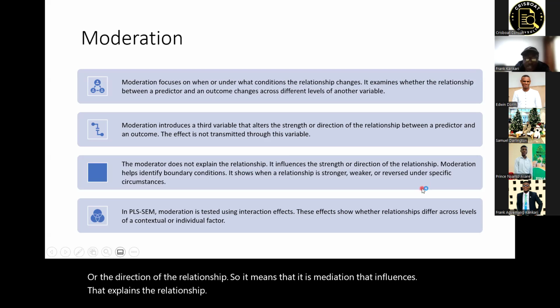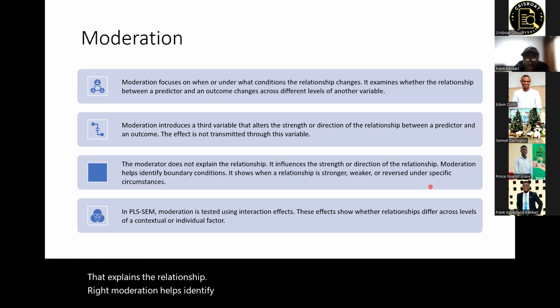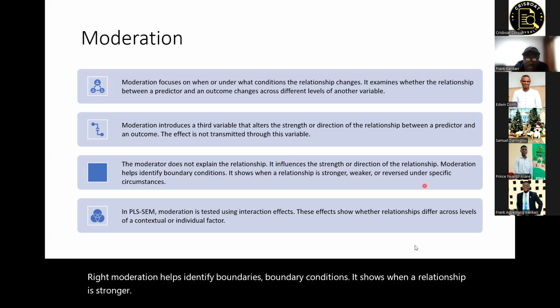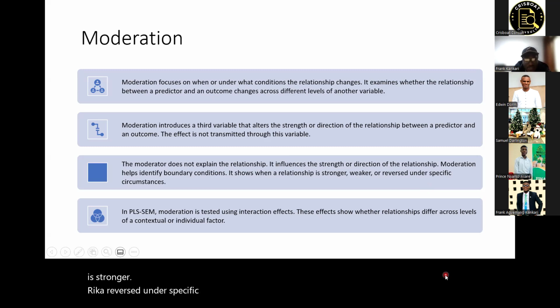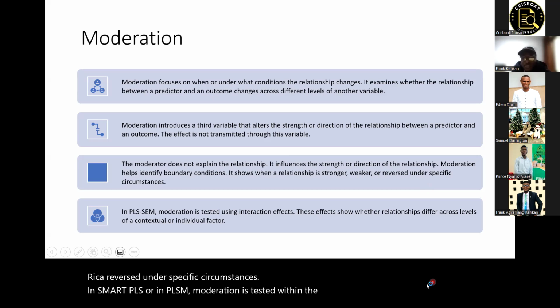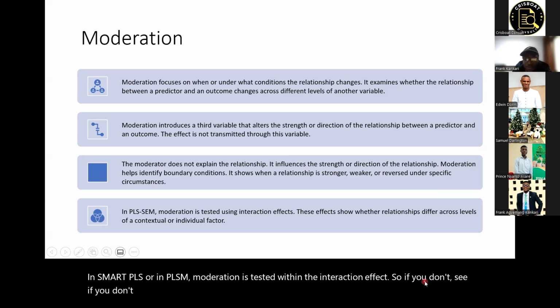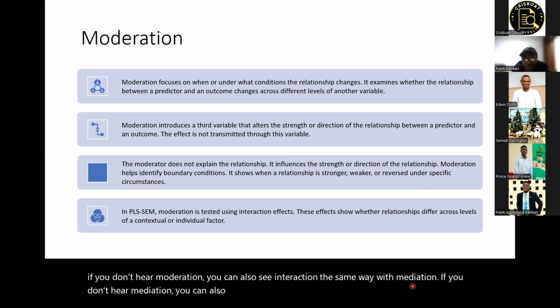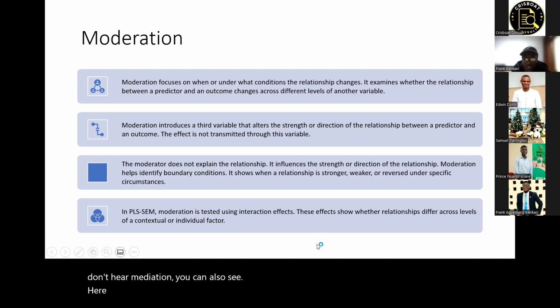Moderation helps identify boundary conditions. It shows when a relationship is stronger, weaker, or reversed under specific circumstances. In SmartPLS or PLS-SEM, moderation is tested using the interaction effect. So if you don't hear moderation, you can also see interaction. The same way with mediation, if you don't hear mediation, you can also see or hear intervening variable, right? So instead of intervening moderation, we call it interaction, right?